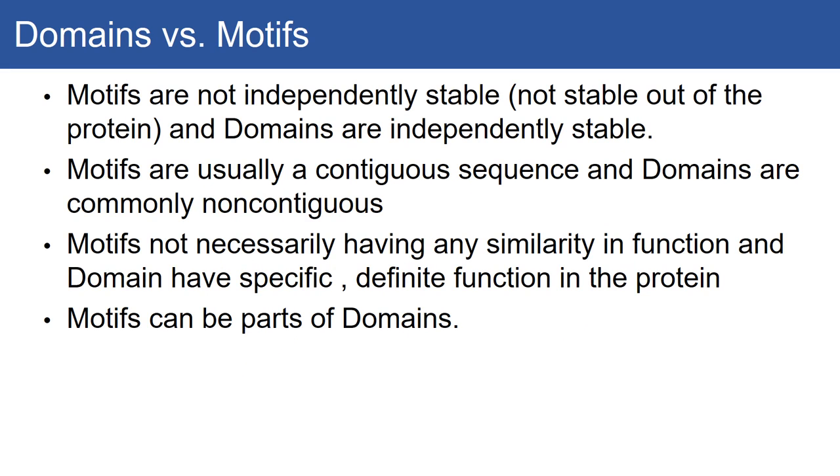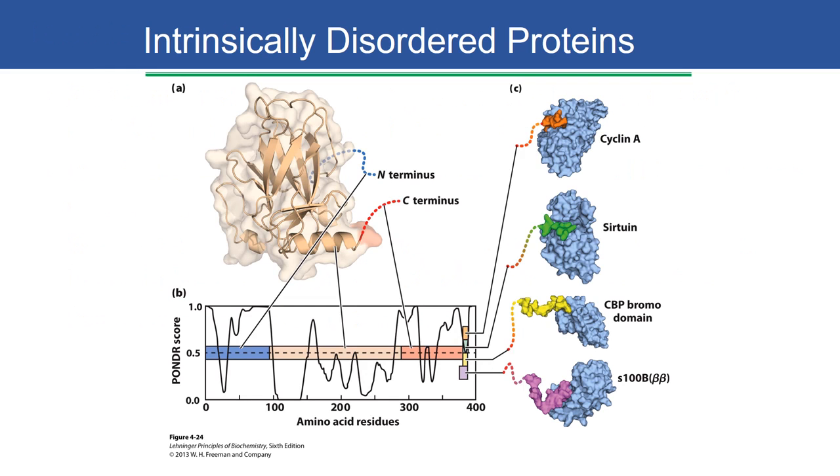So what's the difference between domains and motifs? Motifs are not independently stable. Domains are independently stable. Motifs are usually a continuous sequence. Domains are commonly non-contiguous. Motifs do not have any similarity in functions. Domains usually have very specific, definite functions, and motifs can be part of domains. These are very technical terms when we talk about three-dimensional structure, so it's important for you to understand the difference between domains and motifs.